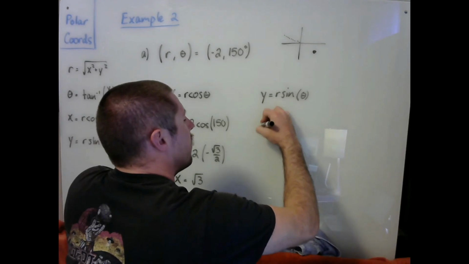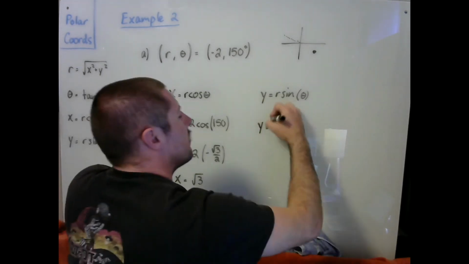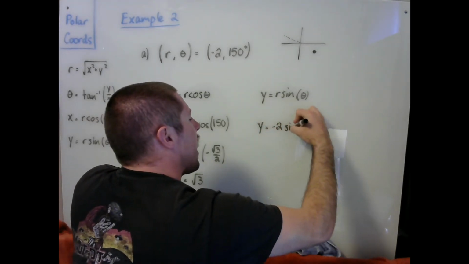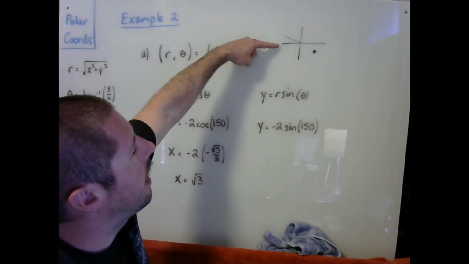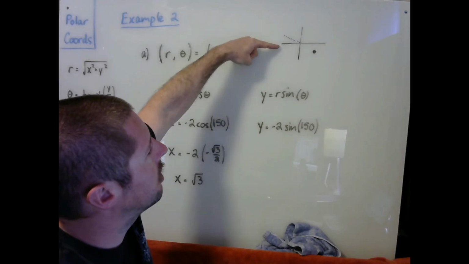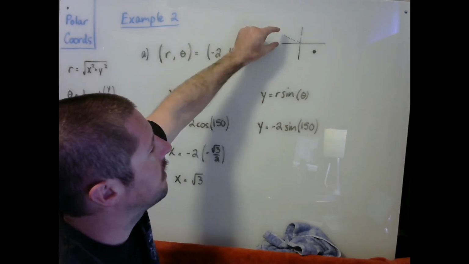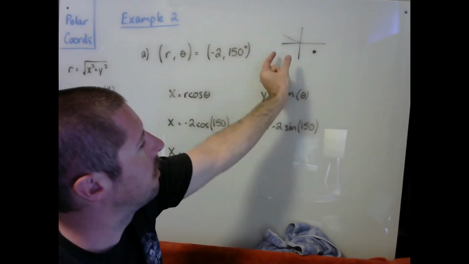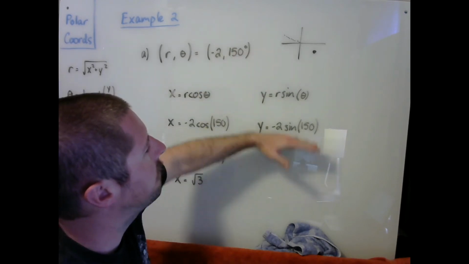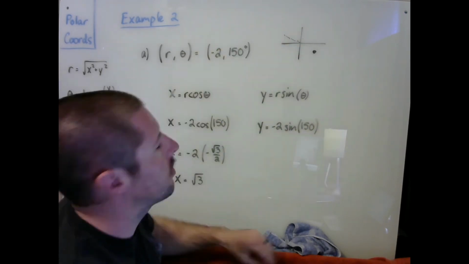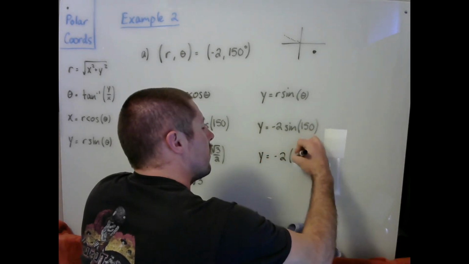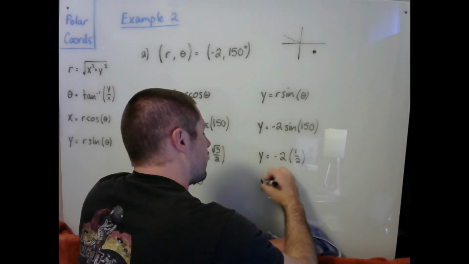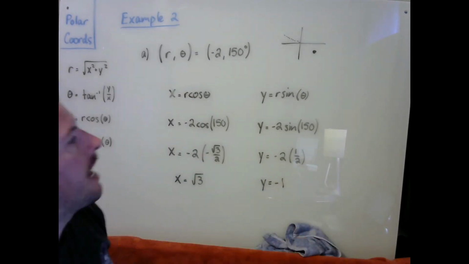Similarly, over here, we've got y equals our radius of negative 2 times the sine of 150. When I'm picturing the sine of 150, I'm picturing the height associated with this angle on the unit circle. I'm seeing that the height associated with this angle is the smaller of the two legs, so I'm picturing a 1/2. And I am seeing that this height is positive, so I should be getting a positive 1/2. And so it looks like we're just going to get a y value of negative 1.